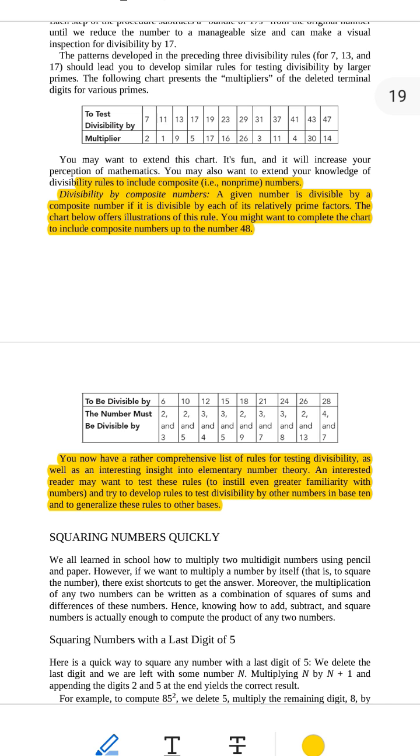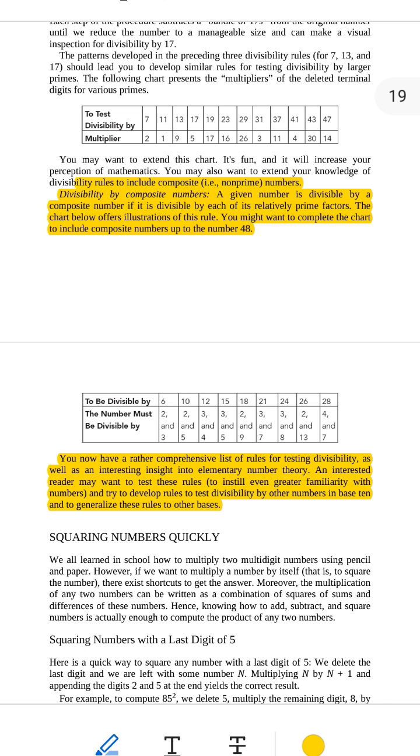Example 2, checking if 36 is divisible by 12. 12 is a composite number with relatively prime factors 3 and 4. To check if 36 is divisible by 12, 1. Check if 36 is divisible by 3. Add the digits. 3 plus 6 is 9, and 9 is divisible by 3.